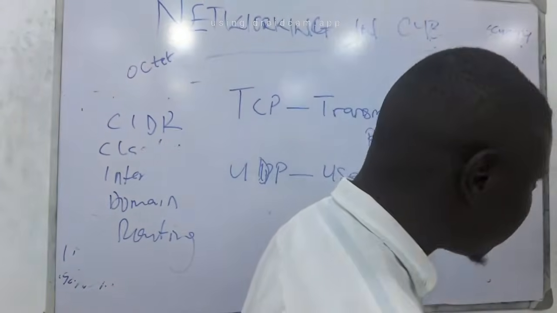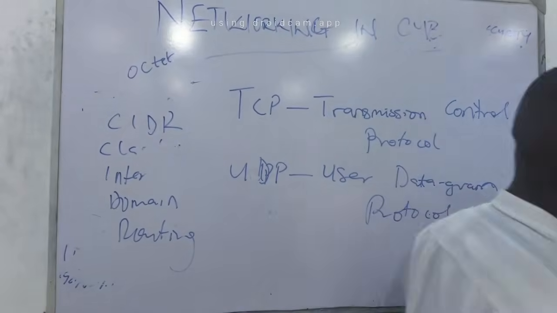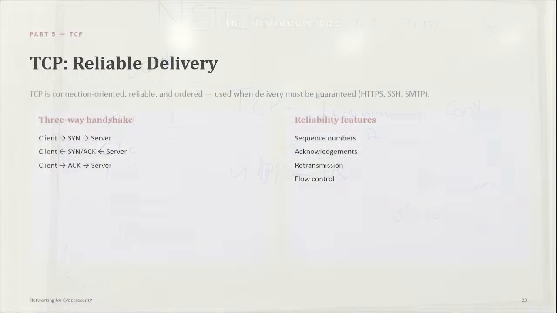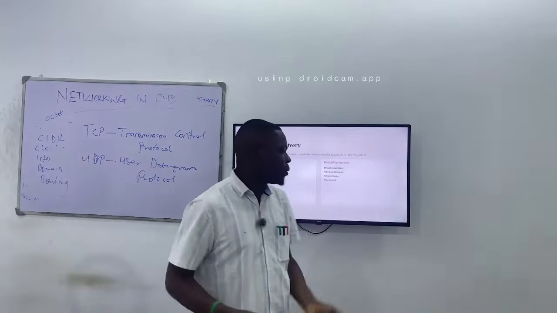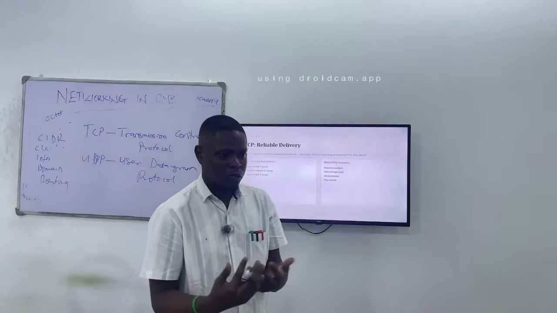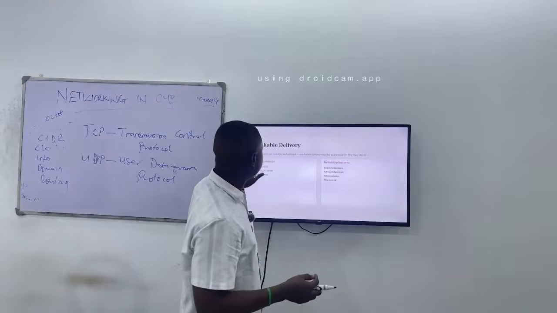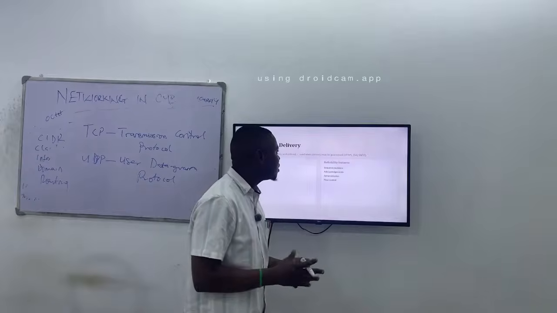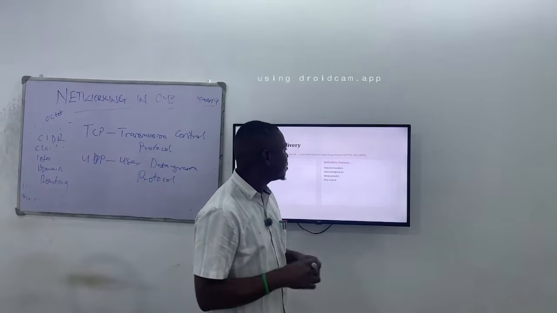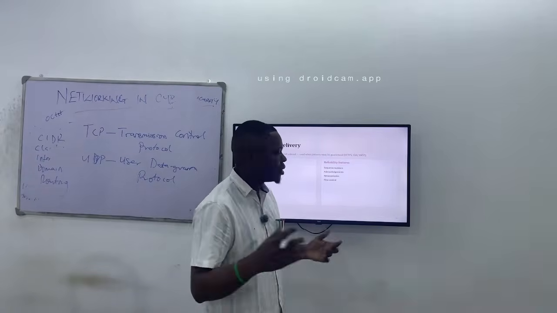So TCP is reliable delivery, like what I just explained. If I send you a message and we keep communicating, nothing will go missing. Even if the internet or the network is interrupted, it will still get to you, and we can continue from where it was interrupted. So TCP is connection-oriented, reliable, and ordered. It is used when delivery must be guaranteed.